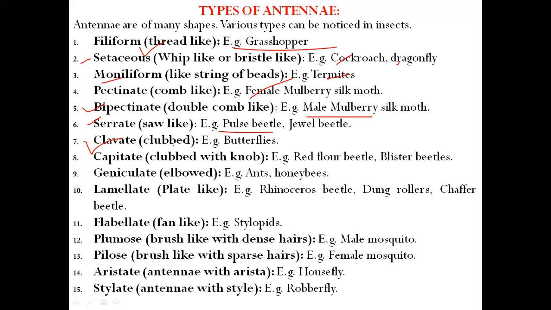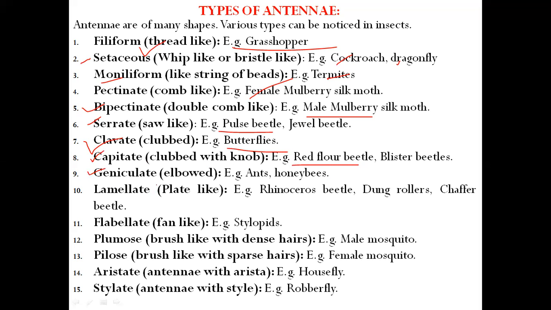Clavate is a club shape at the apex of the antenna, like the antenna of a butterfly. Capitate means cap-like, a club with a knob, for example the red clover beetle.